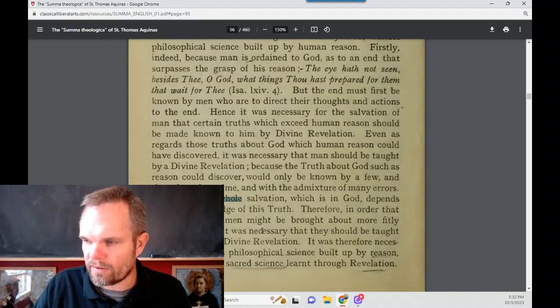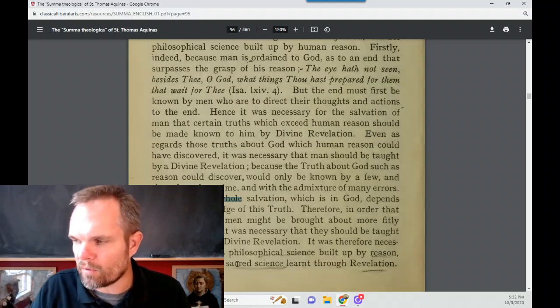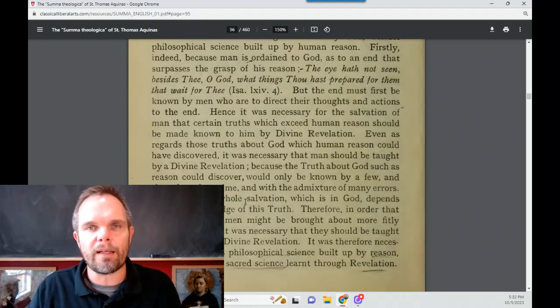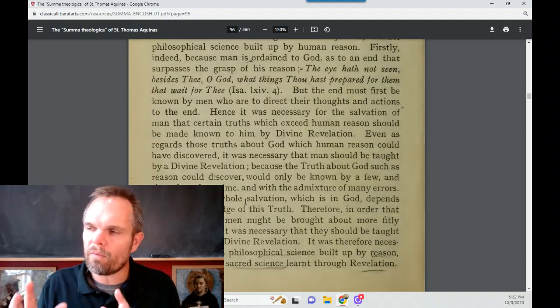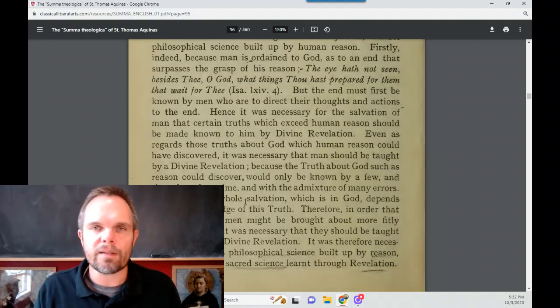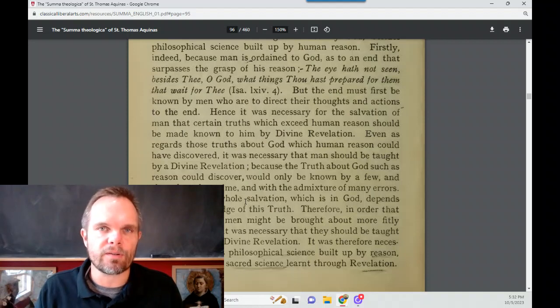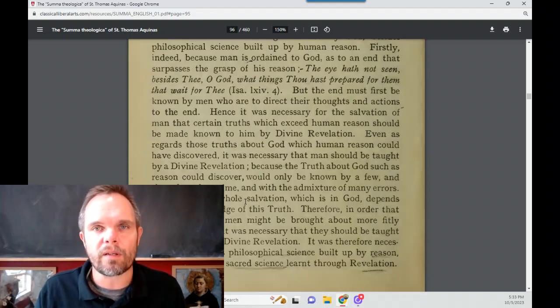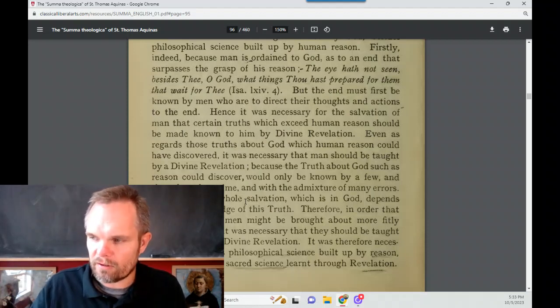"It was therefore necessary that besides philosophical science built up by reason, there should be a sacred science learnt through revelation." So we have a restatement of the answer. As you go through that, we see the answer to the question, but what we're looking for are the reasons why the answers are what they are. How does St. Thomas approach these questions? Where does he draw from in terms of principles to begin the investigation of these questions? That's what we're looking for when we talk about universals. Let's look at another article.